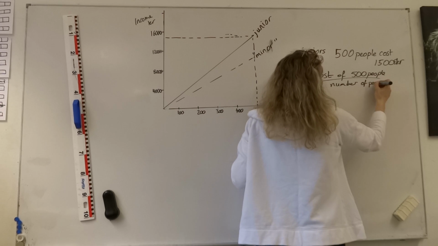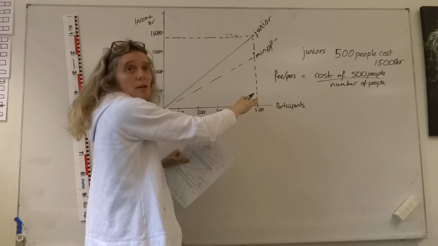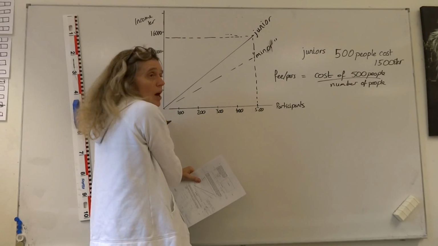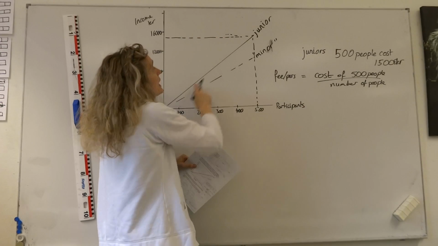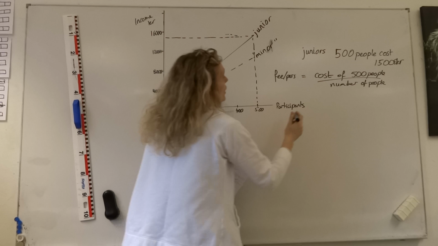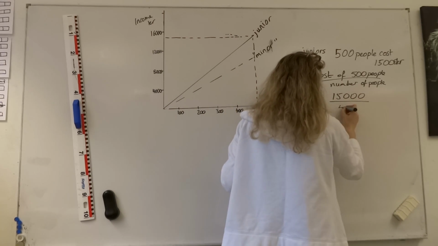The steepness of the graph, remember, is the rise divided by run. So rise, the change in the y-axis, divided by the run, the change in the x-axis, gives you the cost per person, the gradient of the graph. So we get equals 15,000 divided by 500.